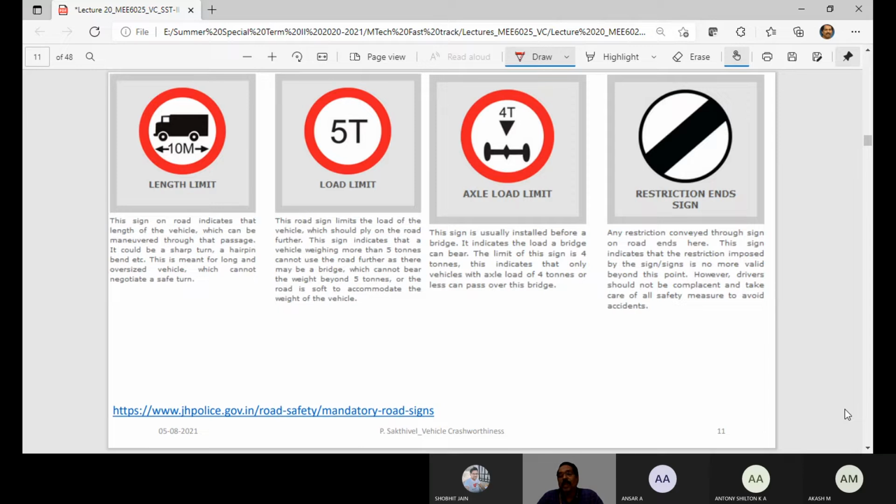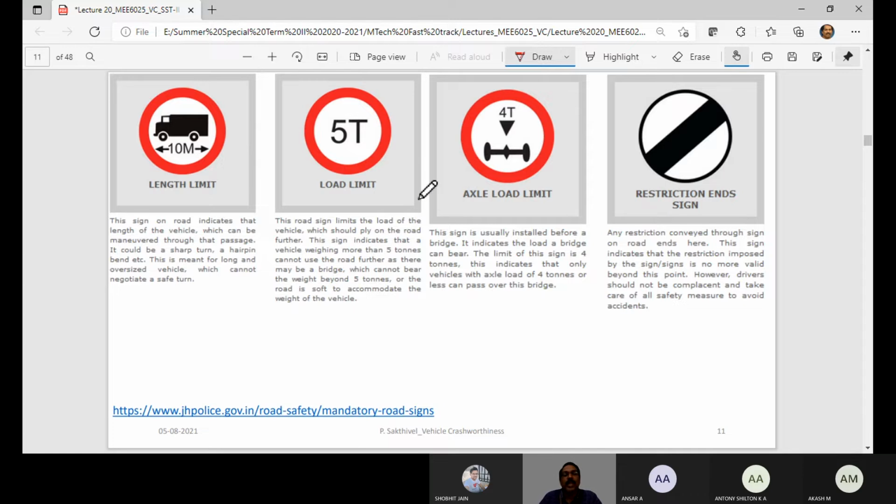So if you are driving a long way on a highway or you go from one station to another station, suddenly after some time you would see such a kind of circle with a black cross line, and that says any restriction conveyed through signs on the road ends here.